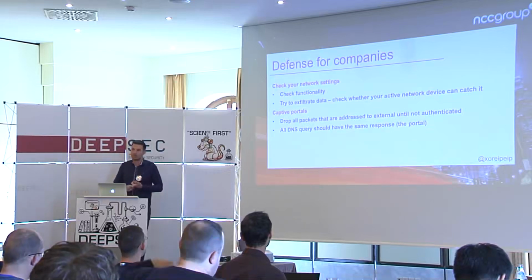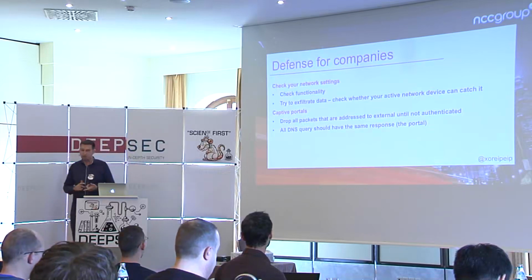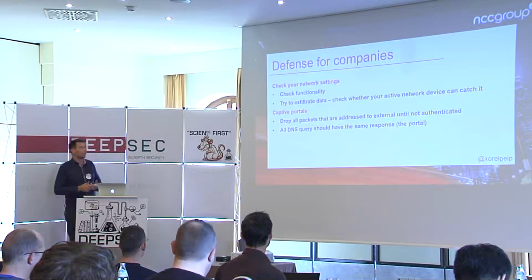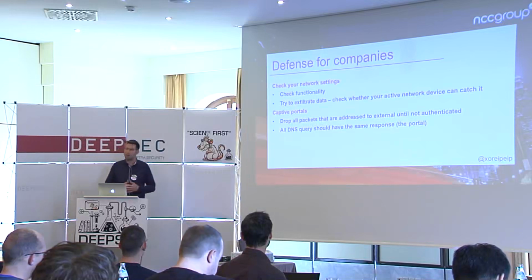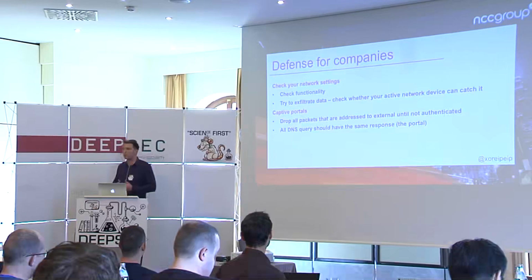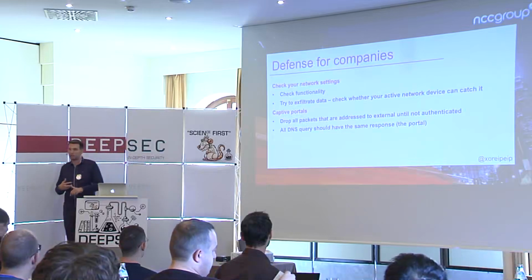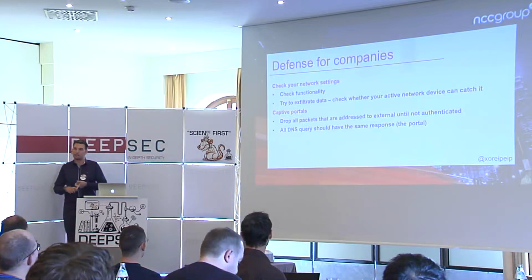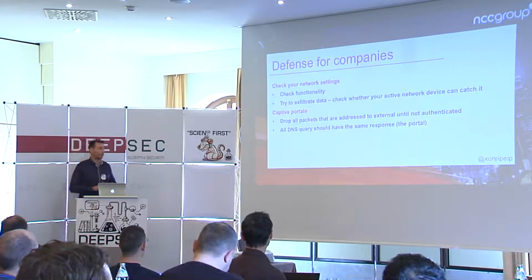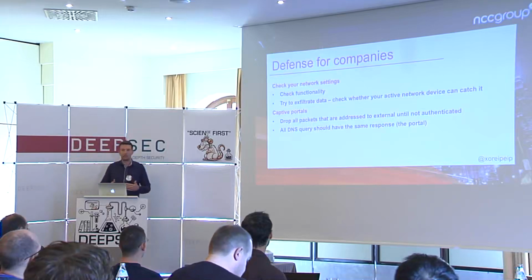And the other stuff that you can test your SOC team with this: if they are able to figure out what's going on and they are able to detect it, that's really cool. If you have a captive portal like a guest network on your network, then you should drop all inter-client communication. You should drop all the packets that are externally addressed, so you shouldn't allow anybody from the guest network to access the internet until they are authenticated.